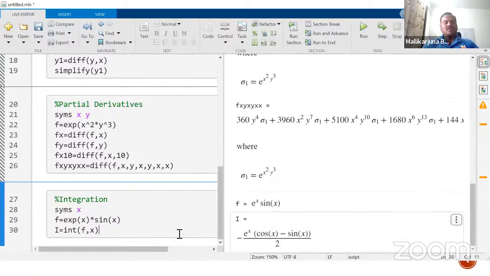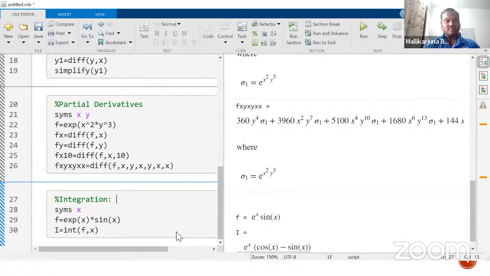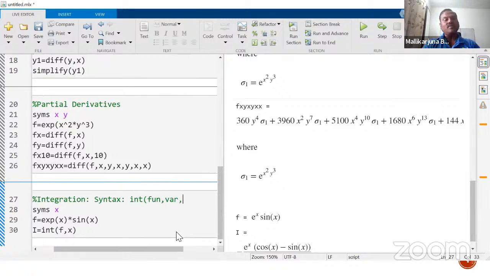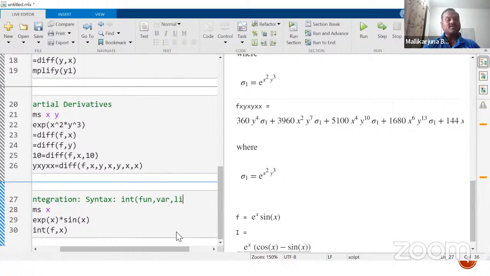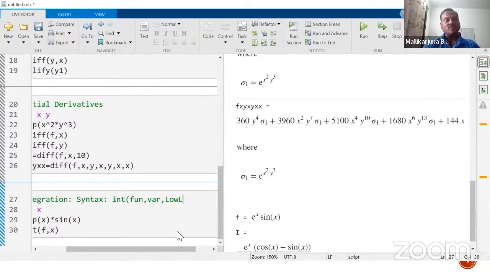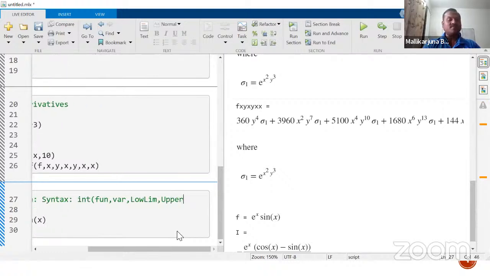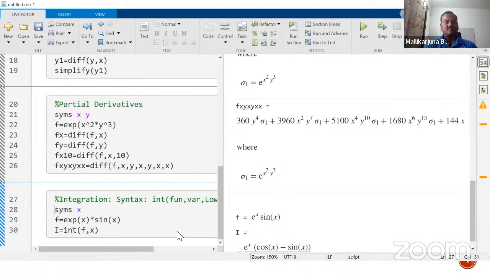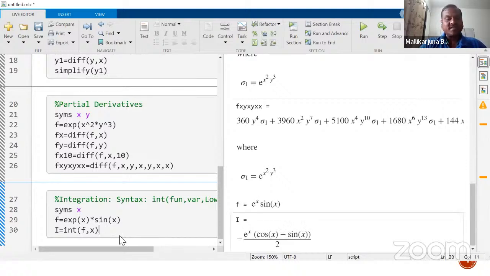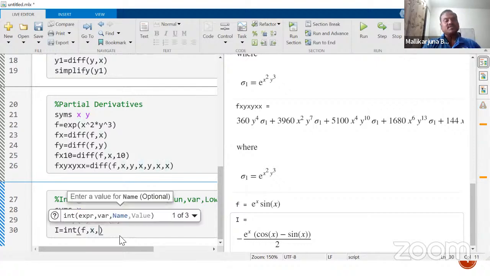This will simply be int. Int is the syntax: int, function, variable, and limits, lower limit, upper limit. For the same function, suppose you have limits 0 to 1, what will you get as the answer?